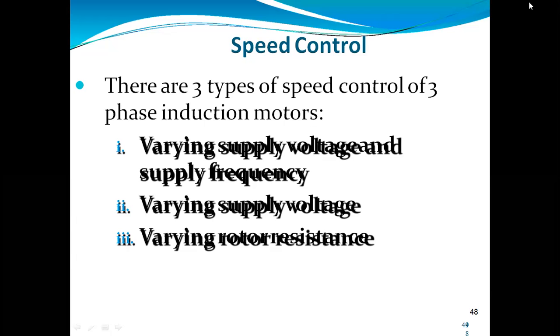So we can vary the rotor resistance also, because when we saw the torque equation, we saw that the rotor resistance appears in the numerator as well as the denominator. So we can vary these things and control the speed of the three-phase induction motor. The first method we have already seen. We will revise it and go to the second and third.